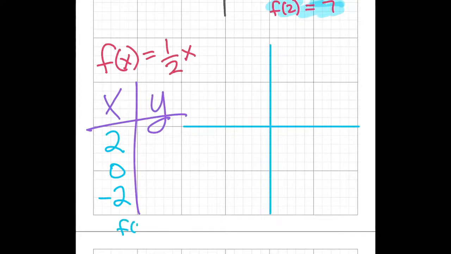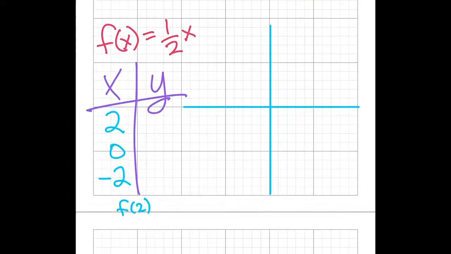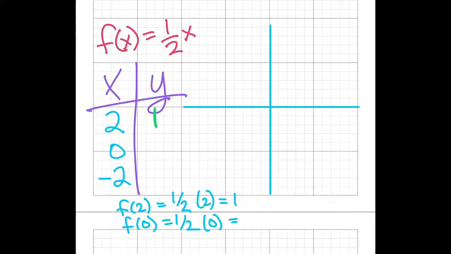So fine, let's do f of 2, and I'll work it down here, okay? F of 2 is equal to 1/2 times 2. And 1/2 of 2 is 1, okay? So the point for this first one should be 2, 1. Let's do f of 0. F of 0 is equal to 1/2 times 0. And half of 0 is 0, because if you ain't got nothing, you can take half of nothing and still get nothing, okay?